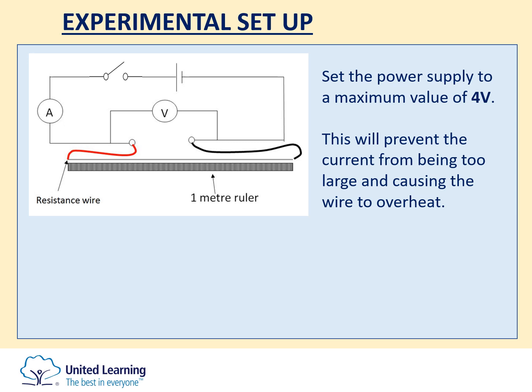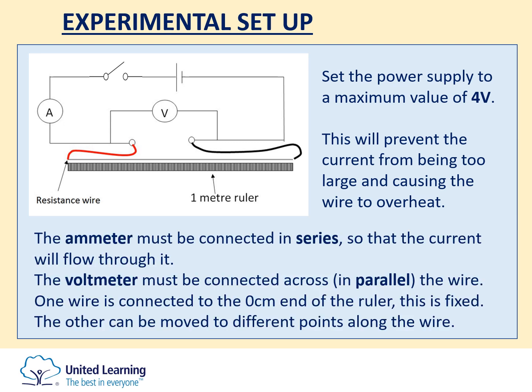When it comes to writing a method for this, some key points that you must include: the ammeter must be connected in series so that the current can flow through it. The voltmeter must be connected in parallel to the wire so that it can measure the potential difference across it. One end of the wire is connected at the 0 end and the other end is movable so that you can test different lengths of wire.